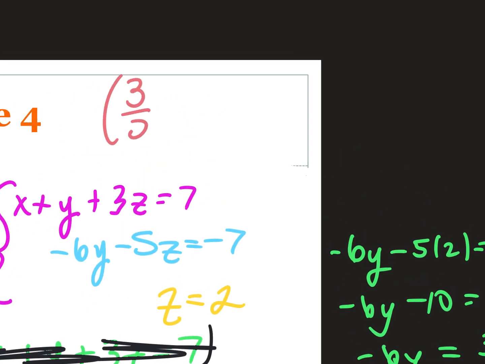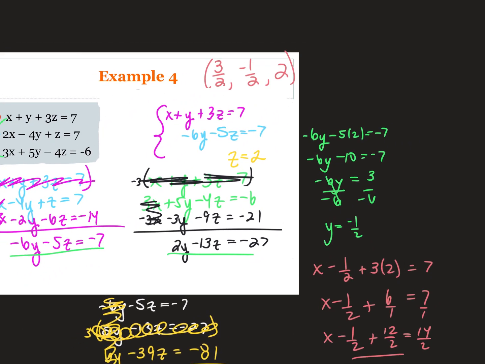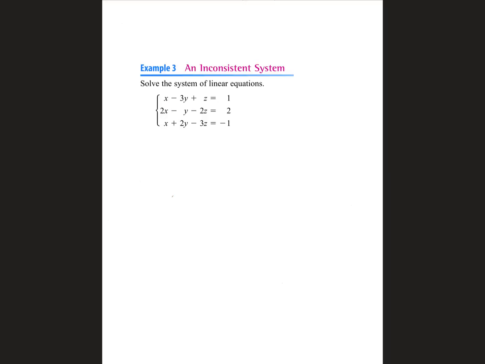It's 3 over 2, comma, negative 1/2, comma, 2. Fractions are possible. You're just not going to get those crazy fractions like negative 178 over 43 or something like that. It'll be something very manageable, like 1/2, 1/5, 2/7, something like that where you guys can handle it. All right, lastly, let's look at one more.